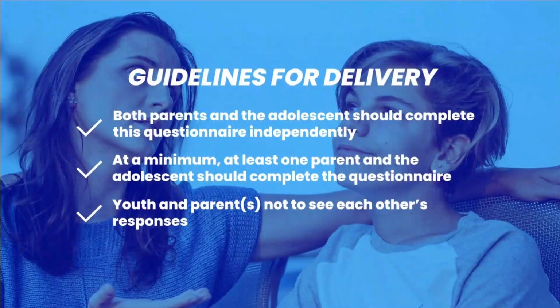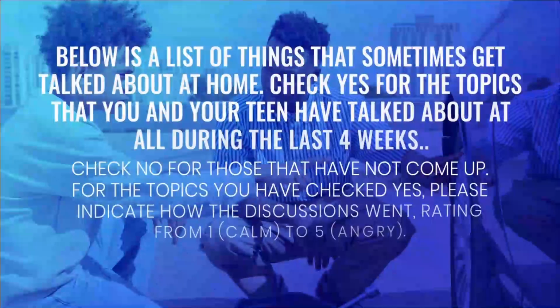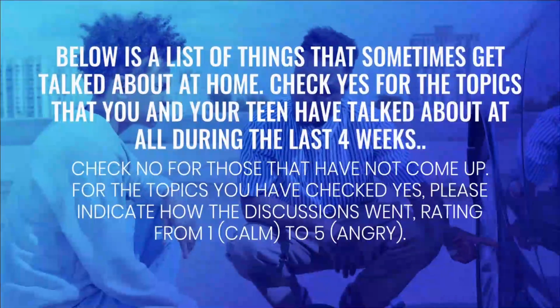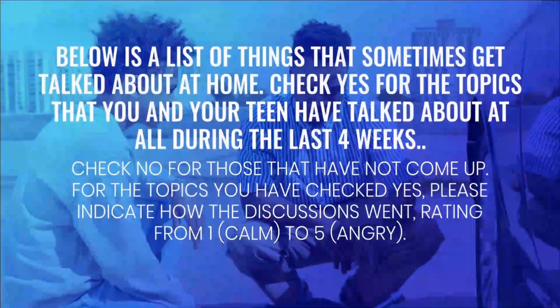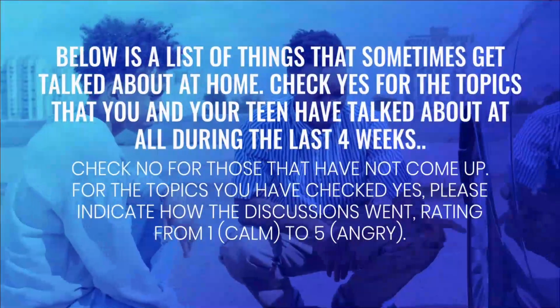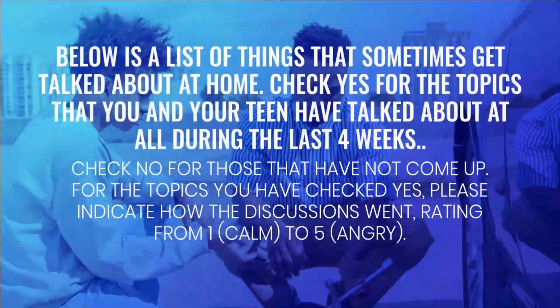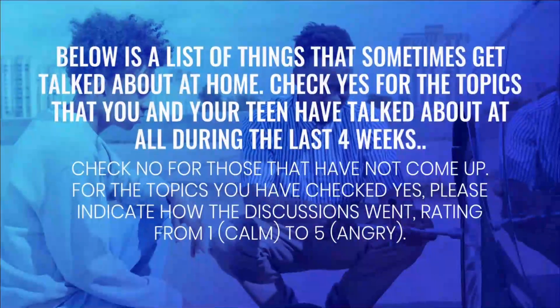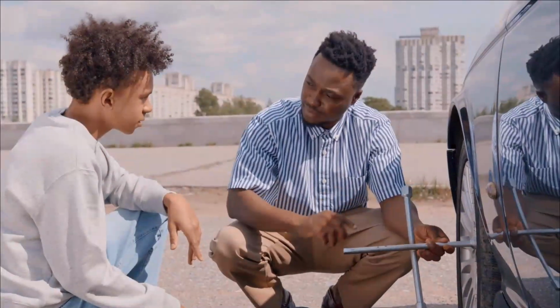If you look at the assessment, at the top is the script that you will read to the family. That script says something like the following. Below is a list of things that sometimes get talked about at home. Check yes for the topics that you and your teen have talked about at all during the last 4 weeks. Check no for those that have not come up. For the topics you have checked yes, please indicate how the discussions went, rating from 1 calm to 5 angry.